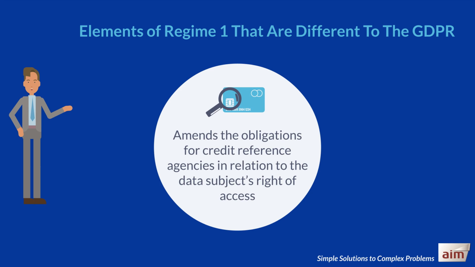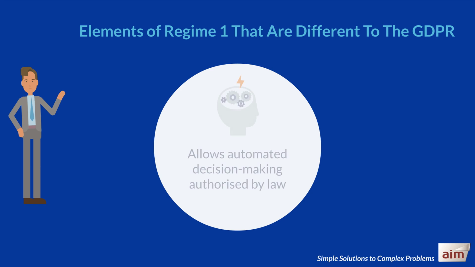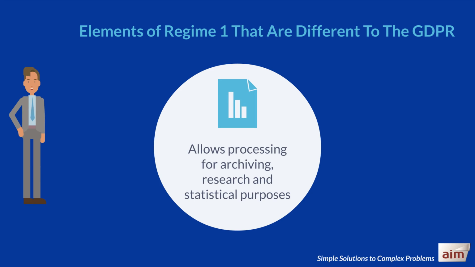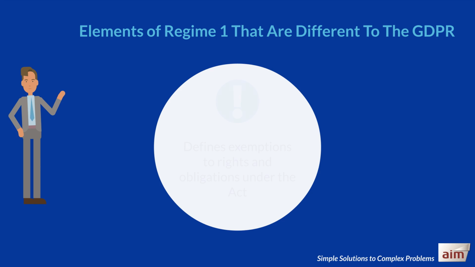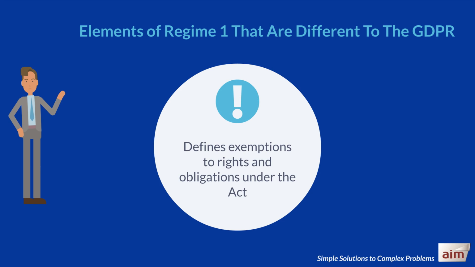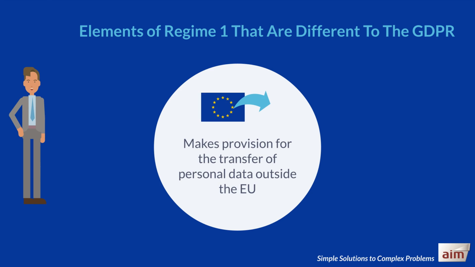Amends the obligations for credit reference agencies in relation to the data subject's right of access. Allows automated decision-making authorized by law. Allows processing for archiving, research and statistical purposes. Defines exemptions to rights and obligations under the Act. Makes provision for the transfer of personal data outside the EU.